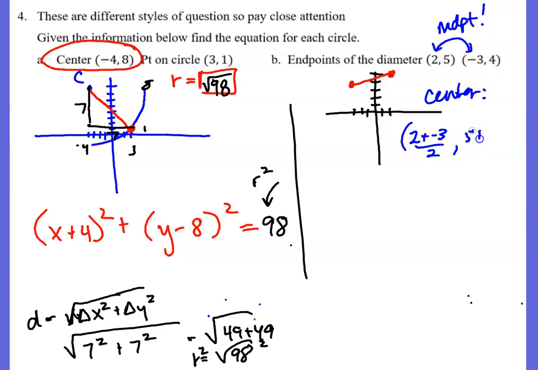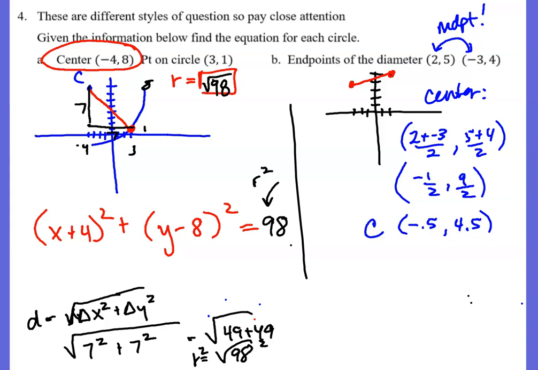Add the y's and divide by 2. So I get negative 1/2 and 9/2, which, well, you could leave it 9/2, I guess. Depends if you want to make it a fraction now. So this one, I probably would just use the decimals, so negative 0.5 and 4.5. So that's the center, because that's the perfect midpoint. So you can start your circle, x plus 0.5 squared plus y minus 4.5 squared.